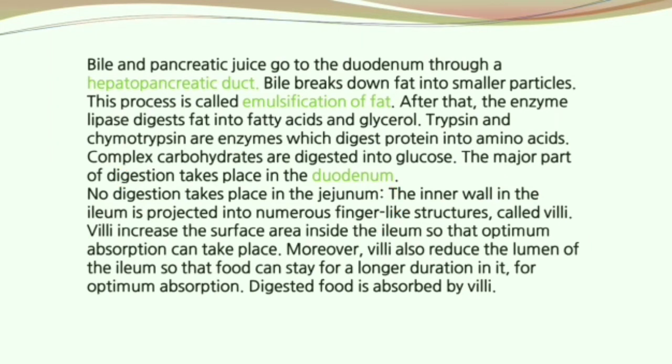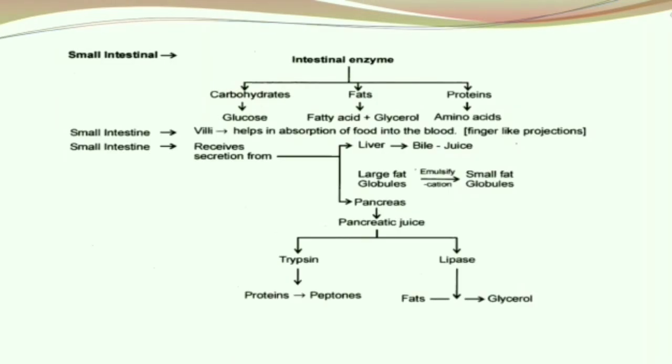The inner walls of the ileum are projected into numerous finger-like structures called the villi. Villi increase the surface area inside the ileum so that optimum absorption can take place. Moreover, villi can also reduce the lumen of the ileum so that food can stay for a longer duration in it. Digested food is absorbed by villi. As I said, the intestinal enzymes break down carbohydrates to glucose, fats to fatty acids and glycerol, and proteins to amino acids.